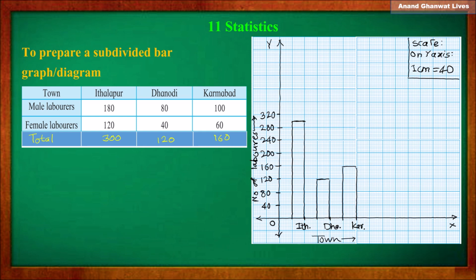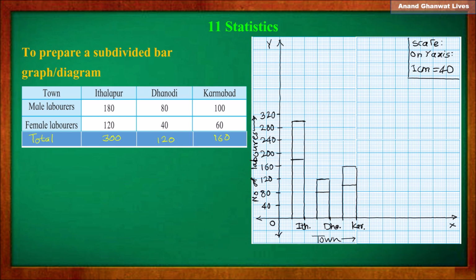Now let us divide the first bar, that is Ithalapur. Male laborers in Ithalapur are 180. So 180 is here. Then total number of male laborers in Dhanodi is 80. So we have divided this bar here. And total male laborers in Karmabad is 100. So we have to divide this bar here. Okay. Now the bars are divided with proper scale.